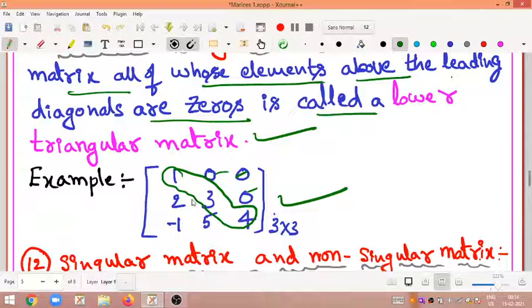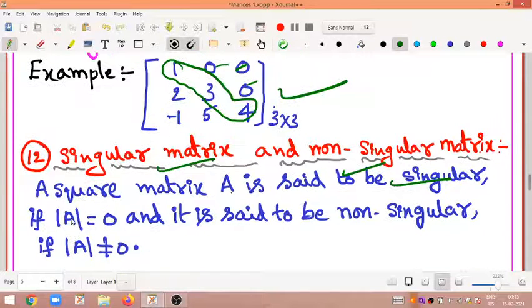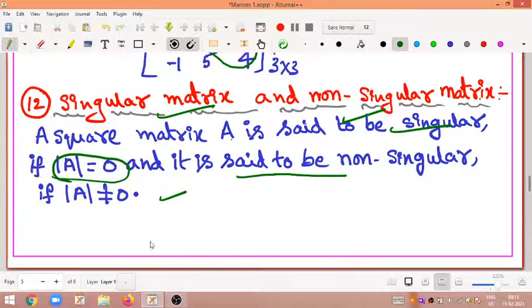Coming to the next type, singular matrix and non-singular matrix. A square matrix A is said to be singular if determinant A is equal to 0, and it is said to be non-singular if determinant A is not equal to 0. If determinant A is equal to 0, it is singular. If determinant A is not equal to 0, it is non-singular.